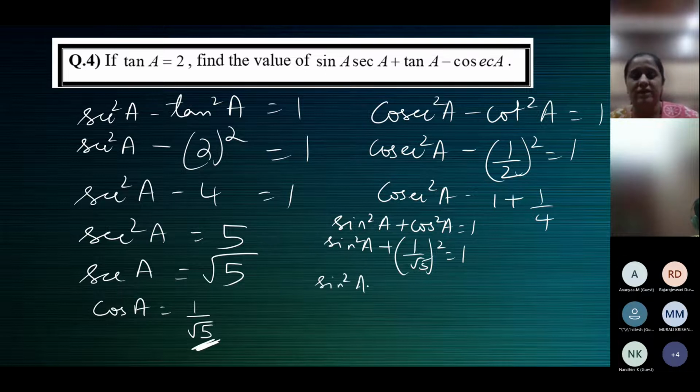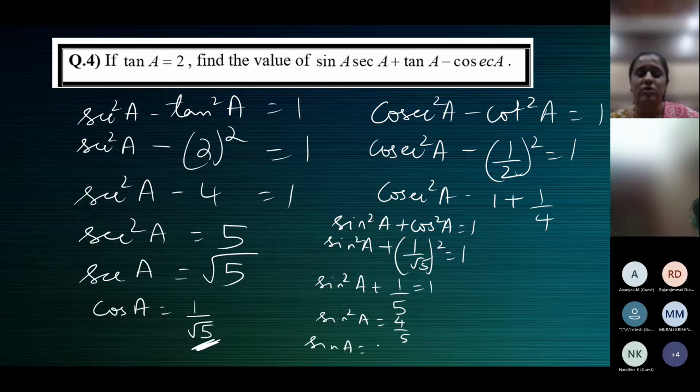So sine square A plus 1 by root 5 into 1 by root 5, which is 1 by 5, is equal to 1. So sine square A is equal to 1 minus 1 by 5, which is 4 by 5. So sine A is equal to square root of 4 by 5. Square root of 4 is 2, and square root of root 5 is root 5 itself. So 2 by root 5.